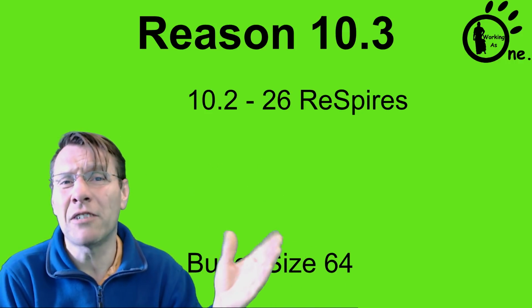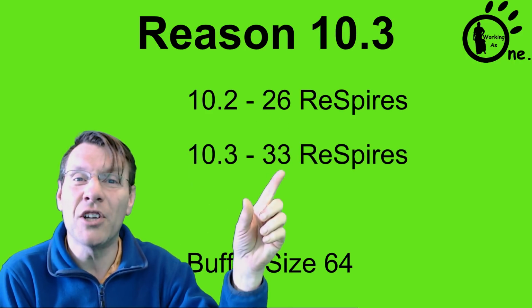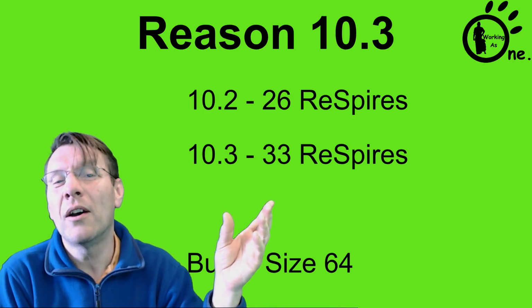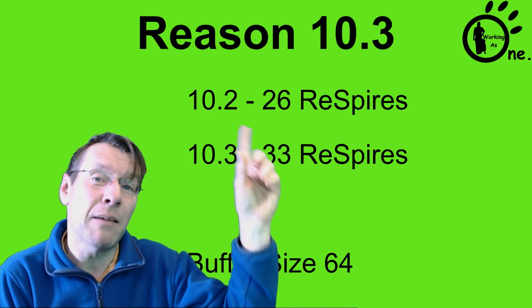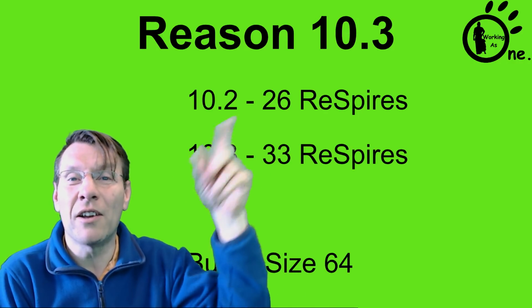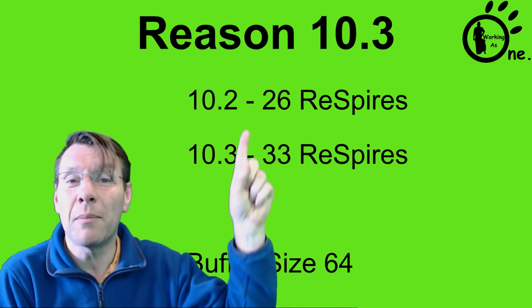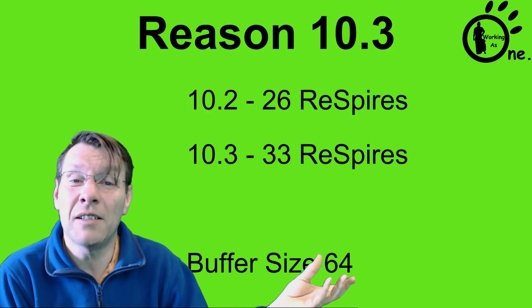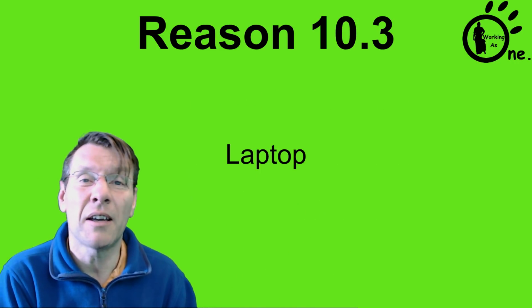So I can run 26 Respires on 10.2. On 10.3 I can run 33, so it's not that big a jump, but don't sniff at this. This is like 7 more Respires I'm running, and it's the same frame size as 10.2. So in a way, I look at this, just by going to 10.3, and this is a rack extension we're talking about, I'm able to run 7 more for the same thing, which is 64 frames, and that is an increase of 27% just by looking at that.